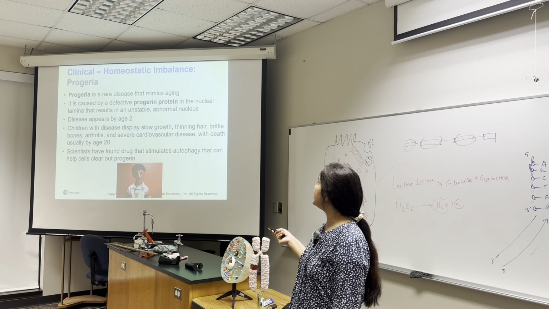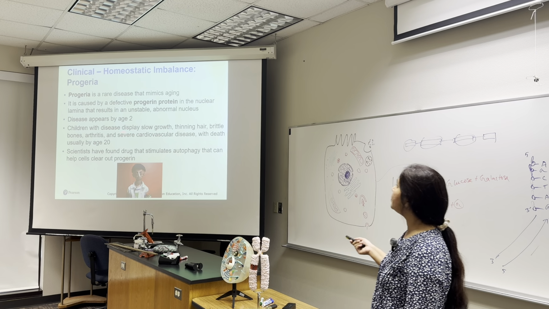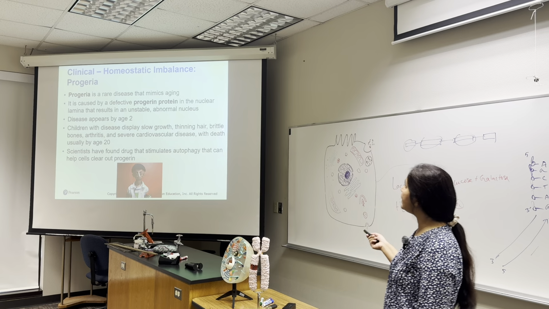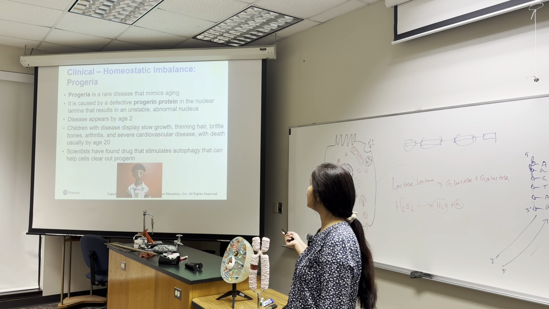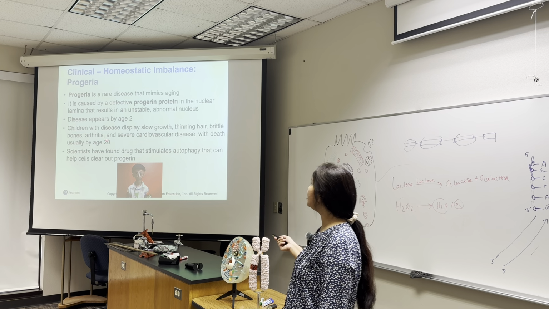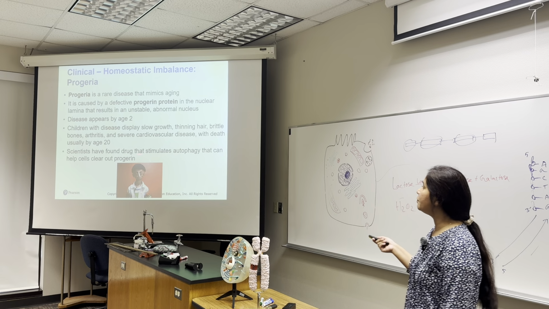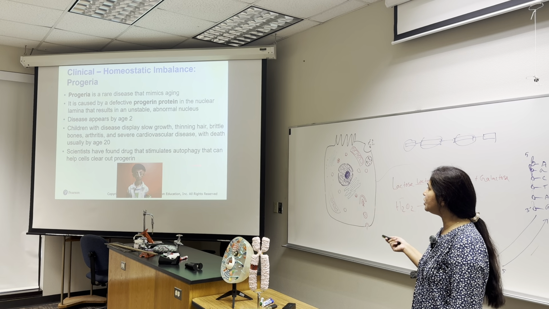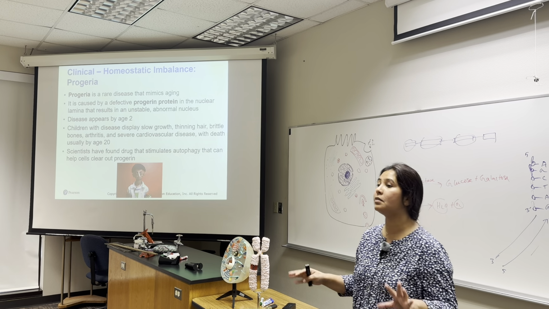Okay. The disease appears by age 2. Children with the disease display slow growth, thinning hair, brittle bones, arthritis, severe cardiovascular disease, with death usually by age 20. Scientists have found drugs that stimulate autophagy that can help clear that bad progerin.